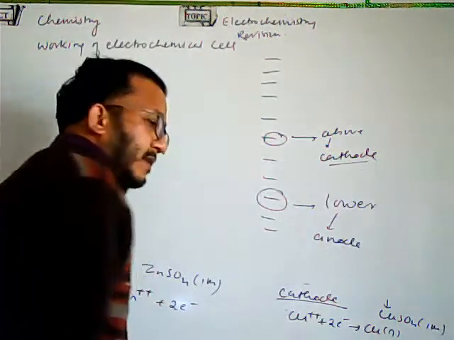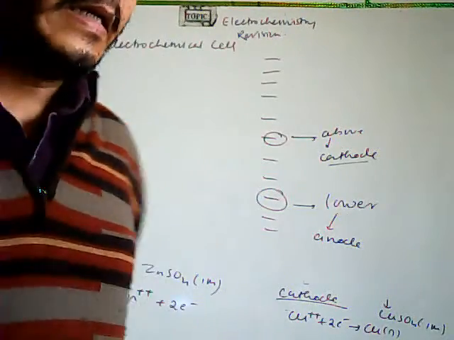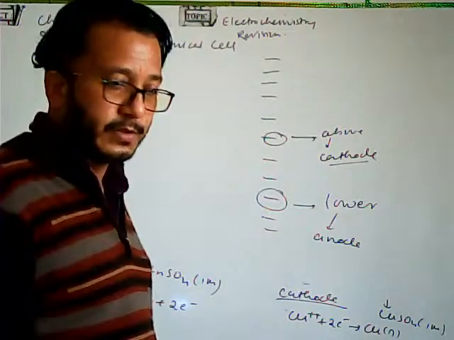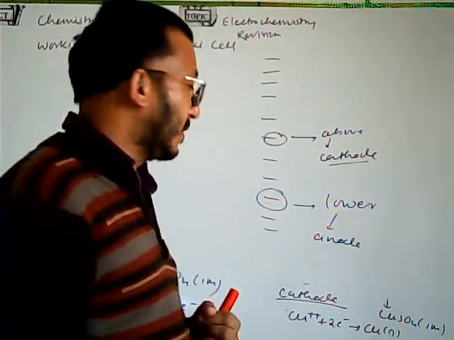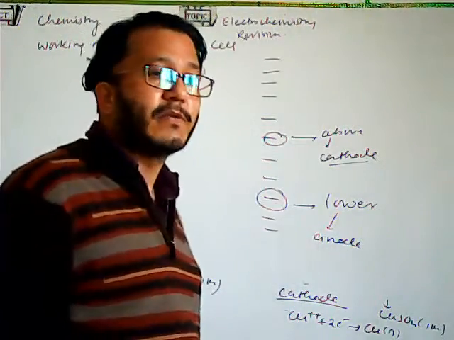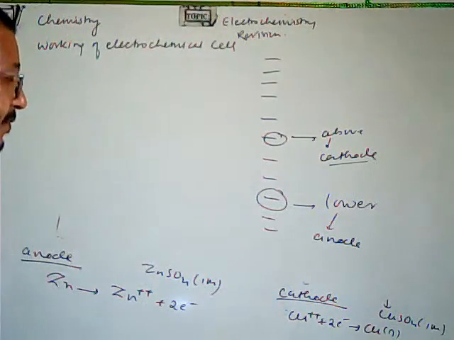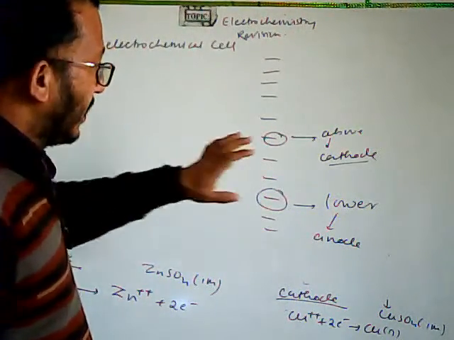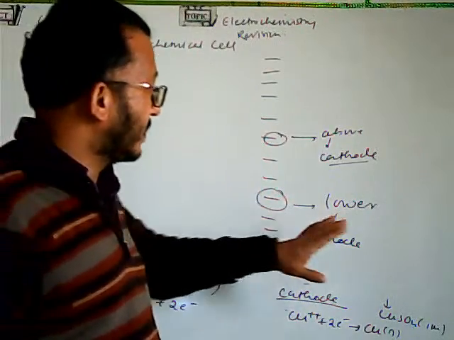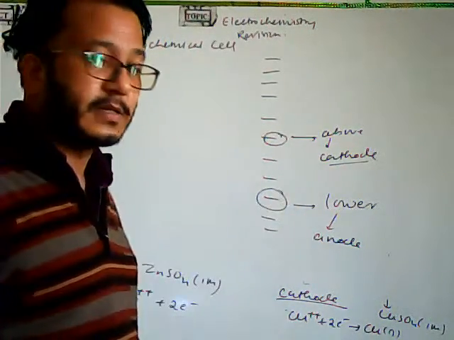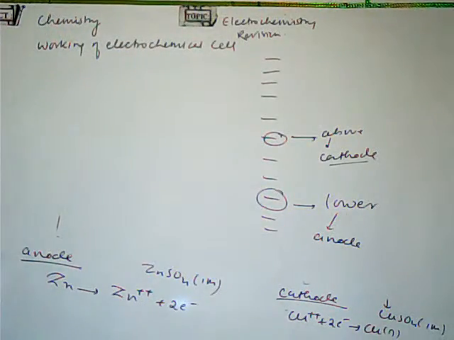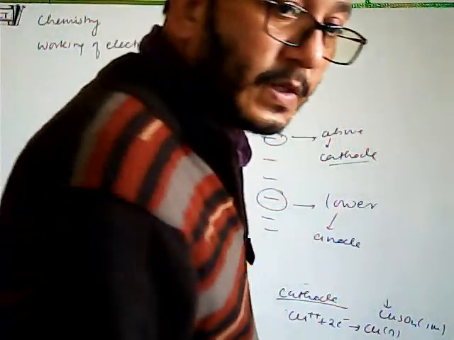If this is how the construction of the galvanic cell is done, then the cell will function. If you reverse the electrodes, if you make this one the cathode and this one the anode, the cell will not function. So for the cell to function, it should be kept in mind that the one which is lower in the electrochemical series should be made the anode, and the one which is above should be made the cathode. Then only the cell will function. Otherwise, the cell will not function.